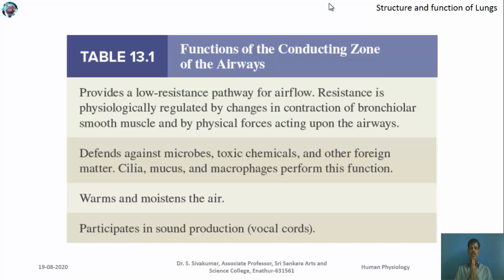Then the conducting zone plays a role in sound production, that is the vocal cords in the larynx. Okay, so that plays a vital role. With the air only we are able to talk. If the larynx is not functioning well, then we are unable to talk. You can't hear what I am saying. So that is how the conducting zone plays a vital role. It provides low air resistance to the airflow so that the air can easily go inside as well as come out, it defends us from microbes, and it also warms and changes the temperature of the air.